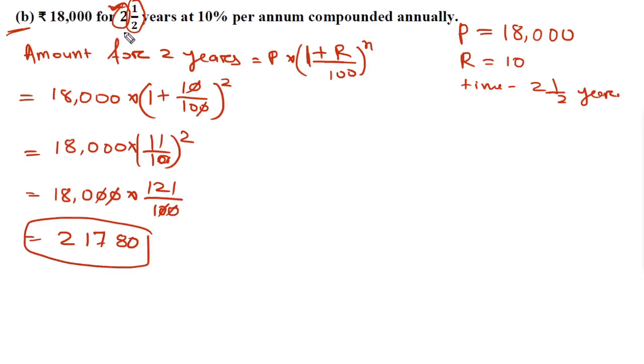Now what we have to find? We have to find interest on 1 by 2 years. Okay, half year. Then we will add the interest of 1 by 2 years and this amount. So that we will find the amount for the total 2 whole 1 by 2 years. So for that we have to find simple interest for the 6 months, that is 1 by 2 years. So SI for 1 by 2 years.